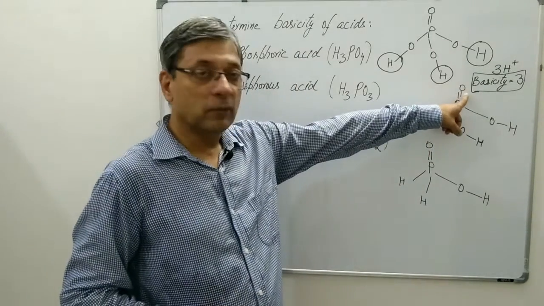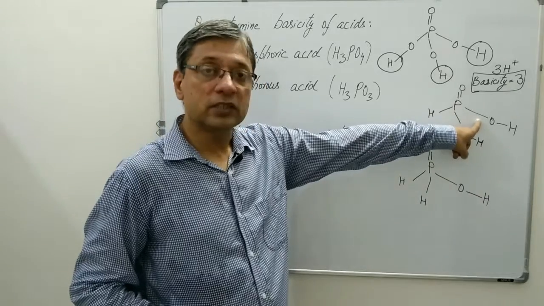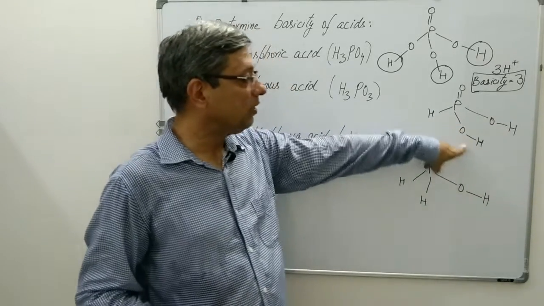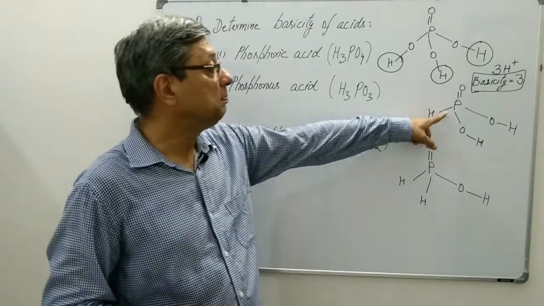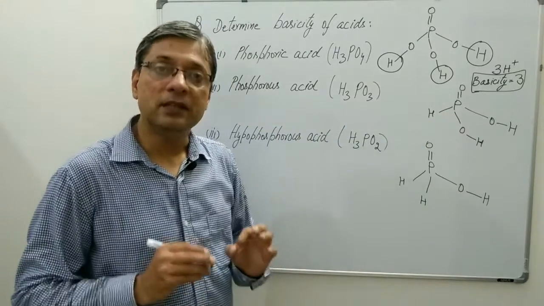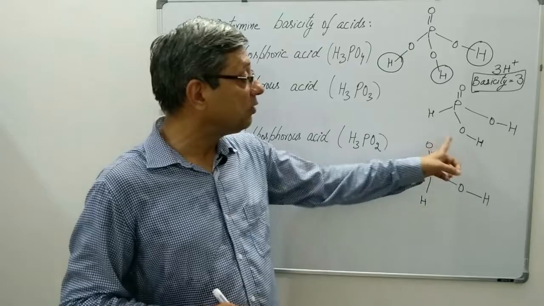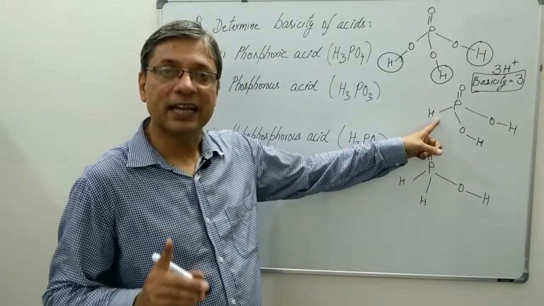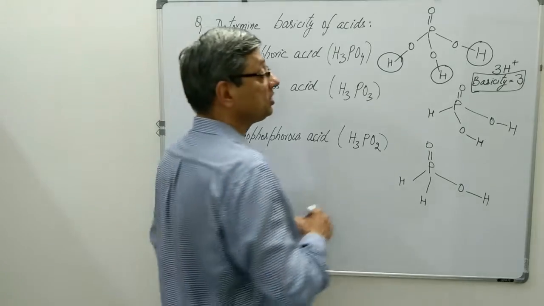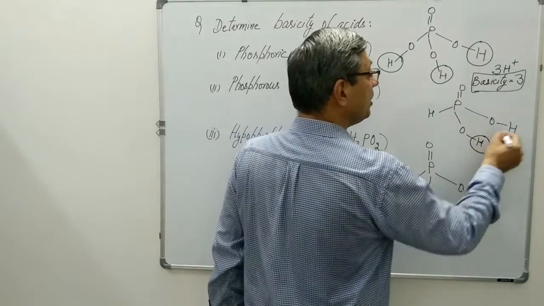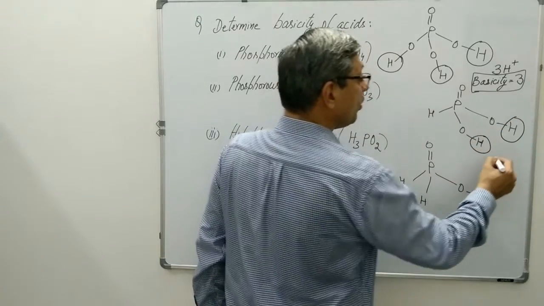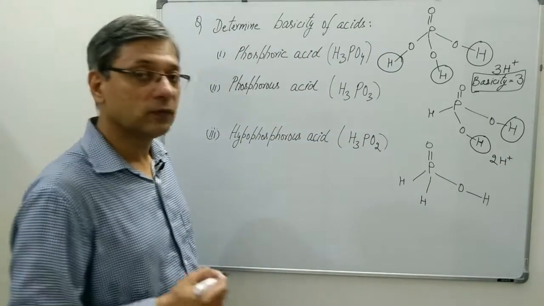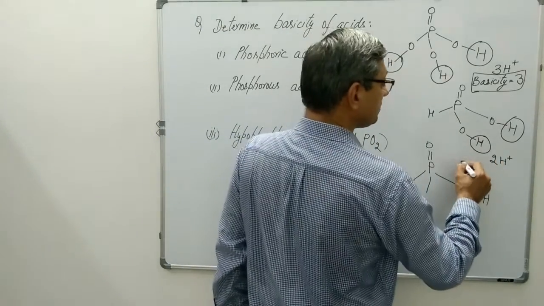Again, the double bond is the strongest bond, the P and O bond is strong, that P and O bond is also strong, then the OH bond and OH bond. Now this PH bond is also very strong compared to O and H. So this H will not get dissociated, and the dissociation will happen only here. That is, only 2 H positive ions will be produced by phosphorus acid in aqueous solution, and its basicity will be 2.